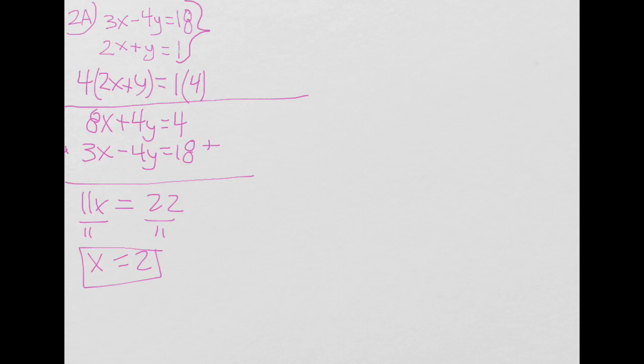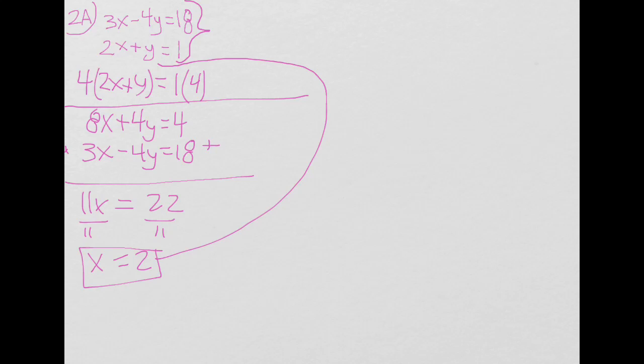So just like before, now that we have one of our variables, we need to substitute into one of our equations to find y. It doesn't matter which equation you plug into. Again, try to pick one that's going to be easier for you. So I'm going to plug into this bottom equation, 2x plus y equals 1, because I'm trying to find y, and y already has a coefficient of 1 there, so that will be easier for me to solve. But again, you could plug it into any of the equations.